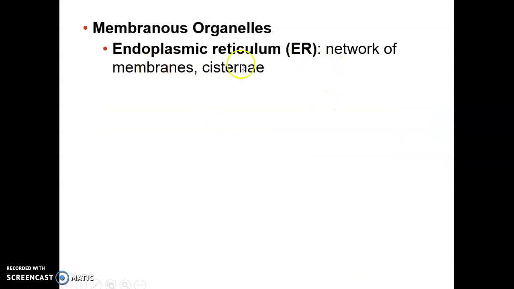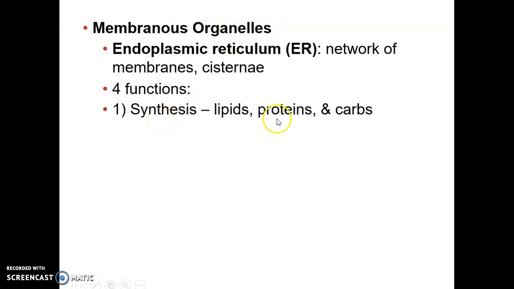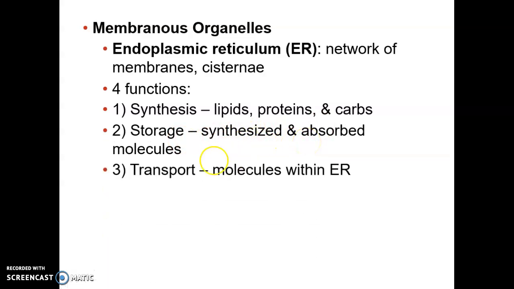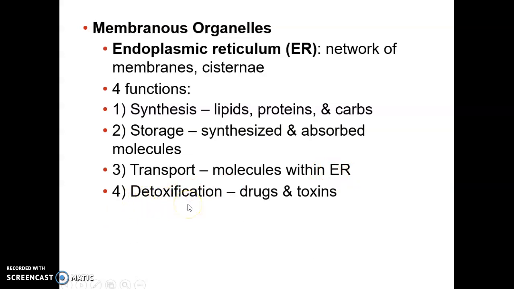The ER, endoplasmic reticulum, elaborate network of membranes and cisternae, which are like outpocketings of the membrane, like cavities, enlargements. Four basic functions. Synthesis of things like proteins that we talked about, but also lipids and carbohydrates. Storage of molecules that are synthesized and or absorbed by a cell. Transport. So molecules will move within the ER, endoplasmic reticulum, because it's fairly large and elaborate. And also detoxification of drugs and toxins.